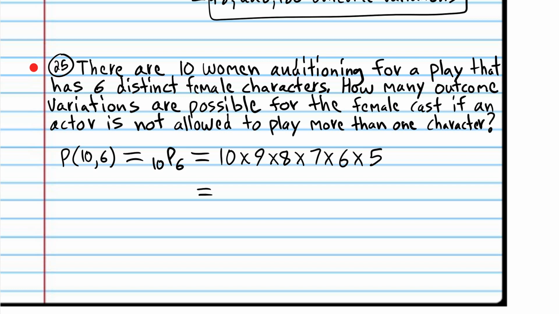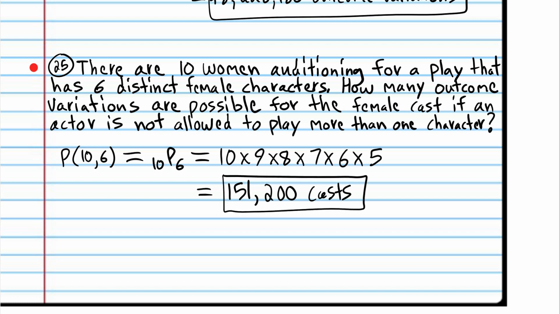So in the calculator, we're going to enter 10, and then math button, right arrow key to the PRB, down to number 2, NPR, and enter the number 6, and then enter, and we get 151,200 different outcome variations, or we could say casts. That's how many different casts there are that are possible.